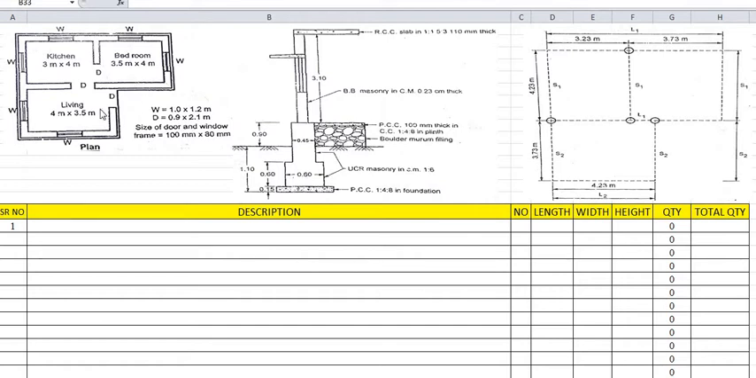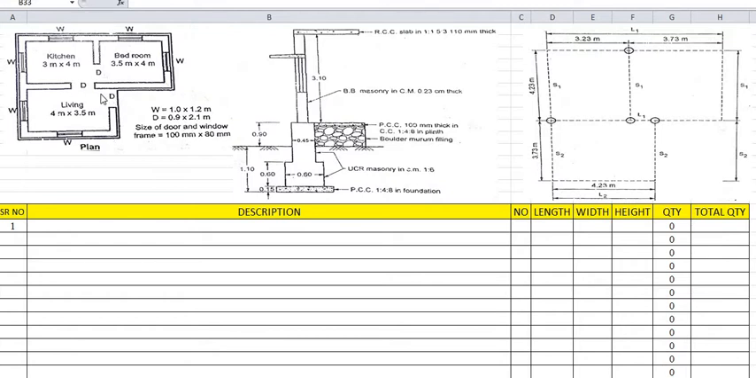Here the plan and the section have been given. Depending upon the plan and sections, first we have to draw the center line plan. Beyond this, first we will read what is mentioned in it. In the plan, the room dimensions are given: 3 by 4 is the size of the kitchen, the bedroom is 3.5 by 4 meters, and the living room is 4 meters by 3.5 meters. Window sizes are also given, that is 1 by 1.2 meters, and the door size is given.